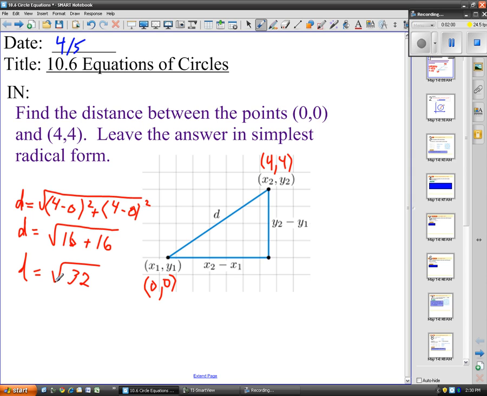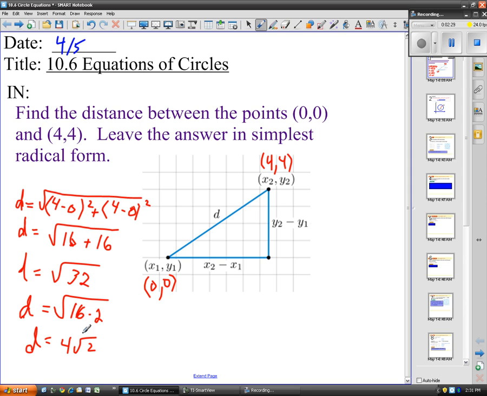In simplest radical form, because that's the way they want us to leave it, 32, as you can see up here, is 16 times 2. So I'm going to write that. It's going to be the square root of 16 times 2. And you'll notice 16 is a perfect square. If I take the square root of 16, I get 4. So the distance is 4 root 2. That is the actual distance in simplest radical form.